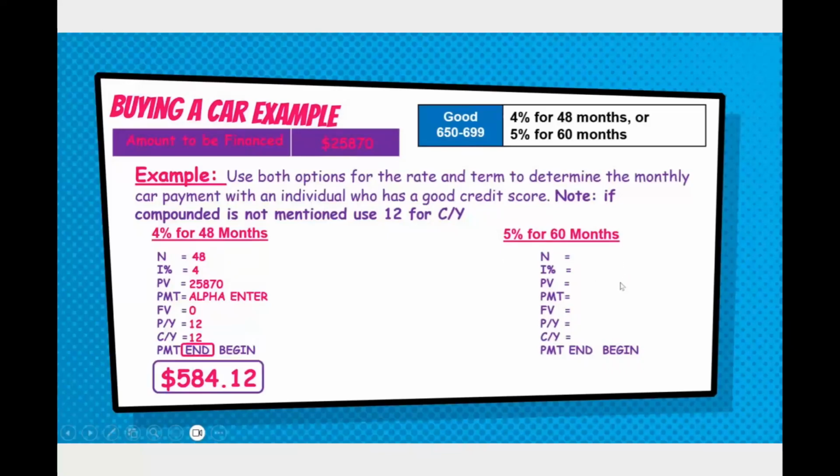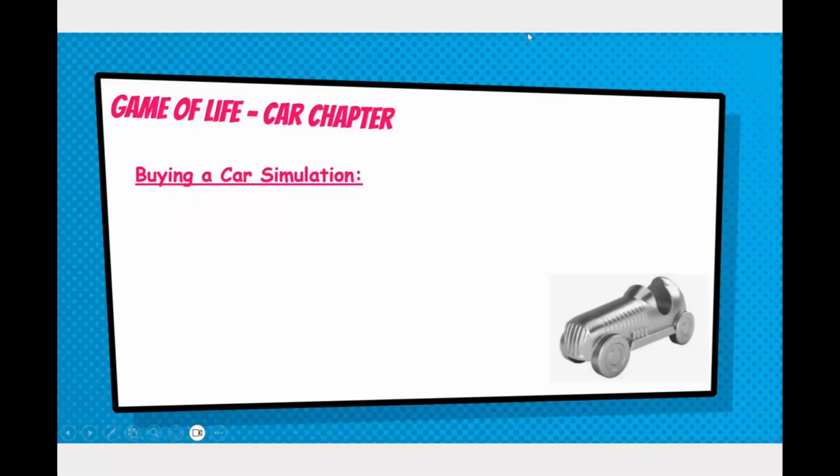But let's look at the 5% for 60 months. What's going to change is that and this, and everything else is going to stay the same. We hit alpha enter, and we get $488.20. So these are my 2 payments. The salesman's going to fill them out and then go from there. And then if they don't work, they're going to come see me to get that going.